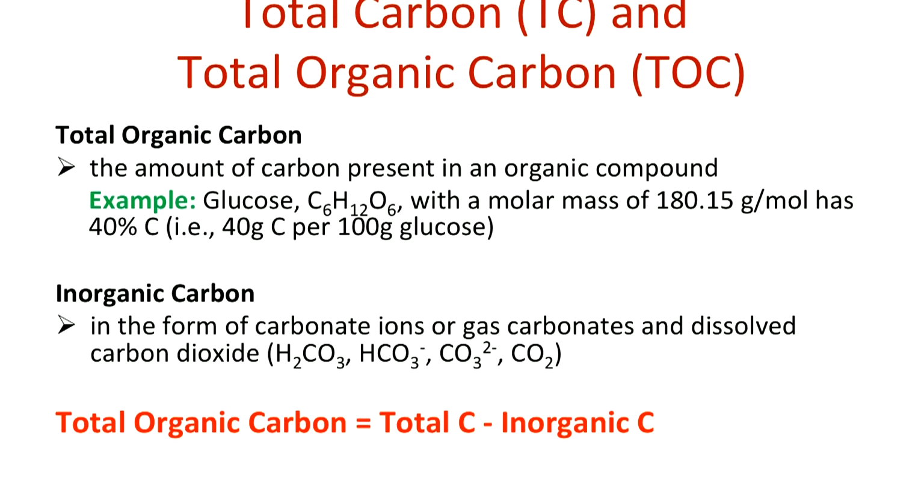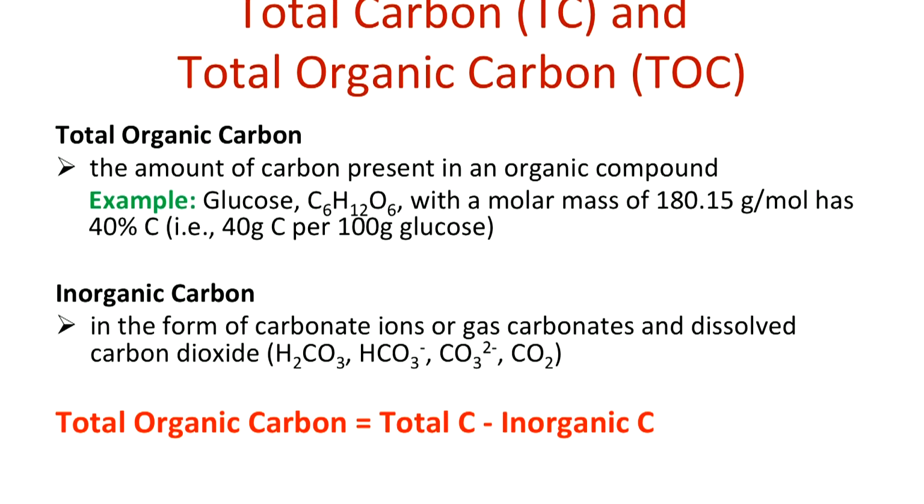So C6 means it has 6 moles of carbon, and if you multiply that by the atomic mass of carbon, 12 gram per mole, and then divide it by the molar mass of the molecule, you will end up with 40 grams of carbon per 100 gram of glucose, or you will say that you have 40% carbon.